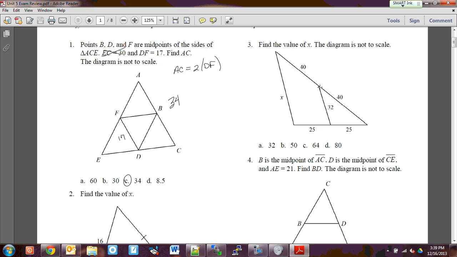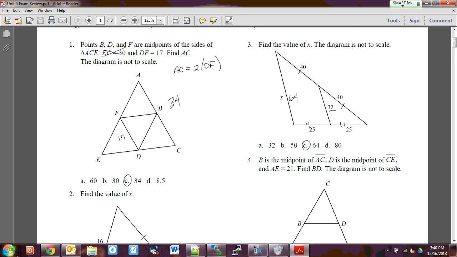All right, now let's jump over here to number 3. Find the value of x. So first thing you need to do is make sure this is a mid-segment, all right? Since this is 40 and this is 40, those are the same. Since this is 25 and this is 25, those are congruent. So this is in fact a mid-segment. So you do the same thing you did for number 1. Since this is 32, you simply double it. 32 times 2 is 64. So therefore, number 3 is 64. The answer is C, just like number 1. All right, pretty simple.